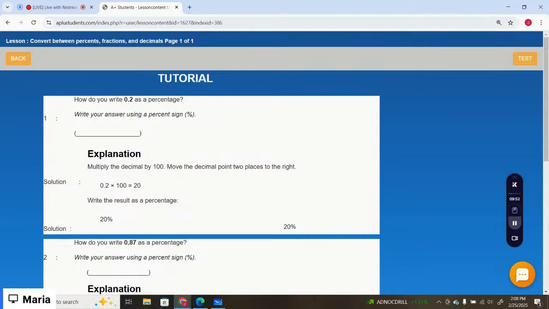How do you write 0.2 as a percentage? So you have to convert from decimal to percentage, right? 0.2 is a decimal, you have to convert it into a percentage. Whenever you have to convert a fraction or a decimal to a percentage, you always multiply it by 100. So you have to do 0.2 times 100, that equals 20. So that means 0.2 equals 20%.